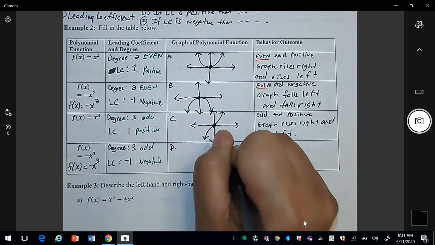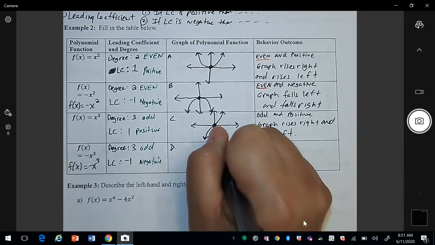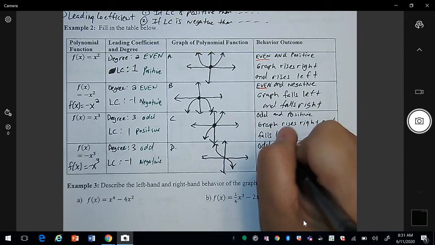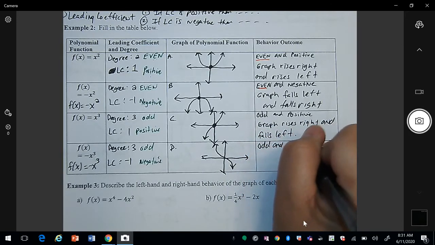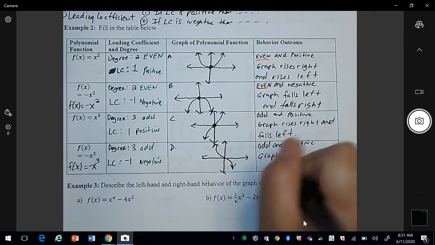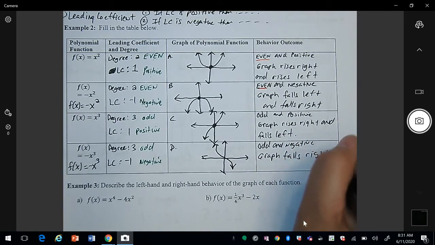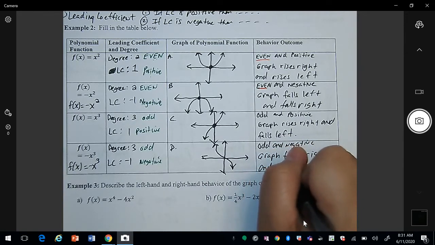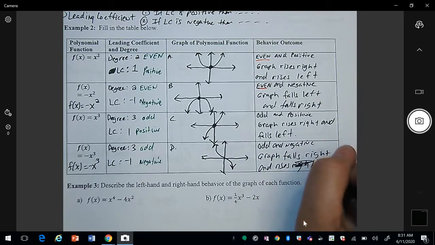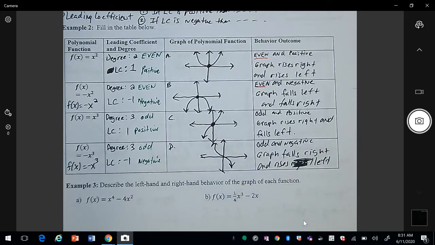So the graph for this one will look something like this. Okay, so if your degree is odd and you have a negative leading coefficient, then we say that the graph falls right and rises left. So rises left, falls right.